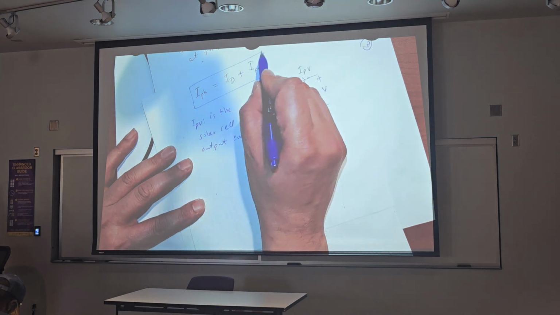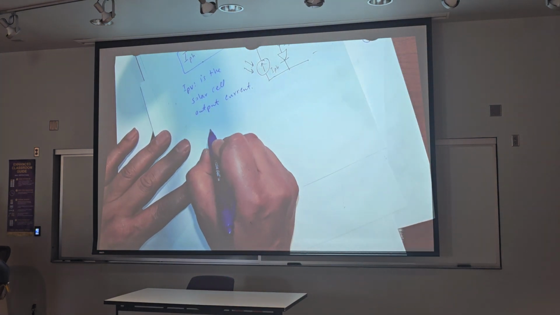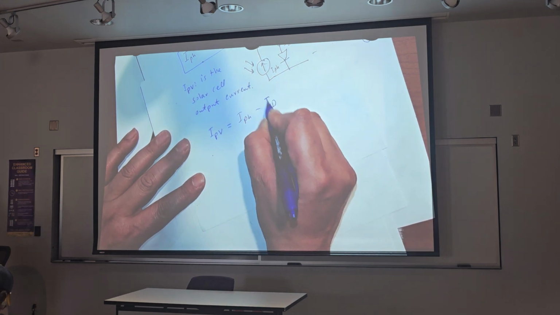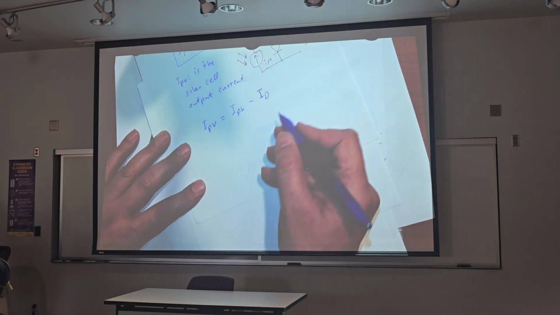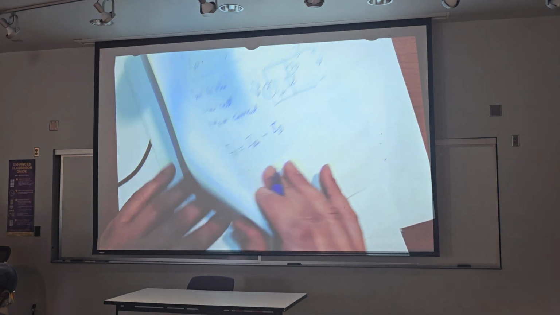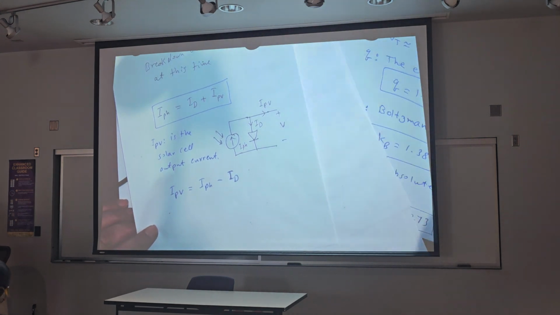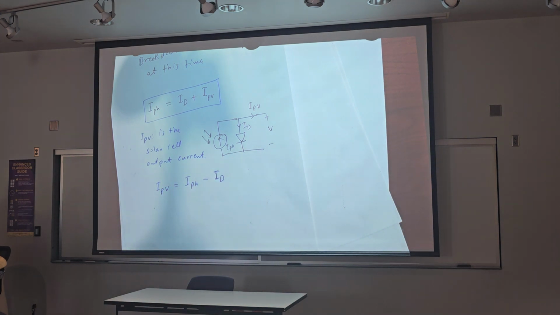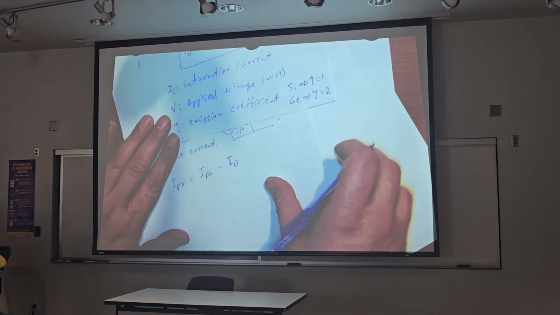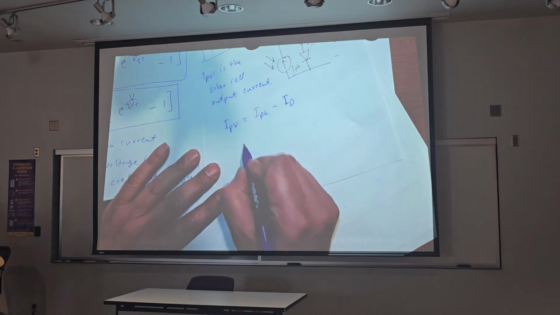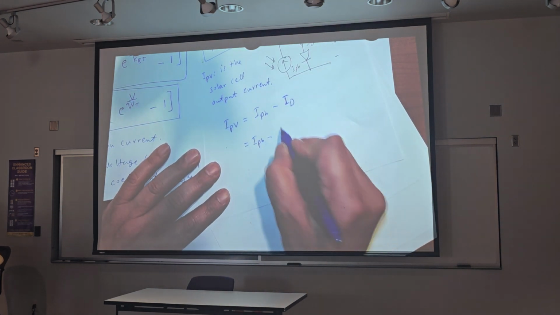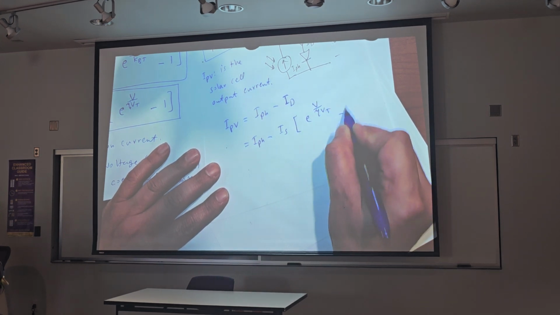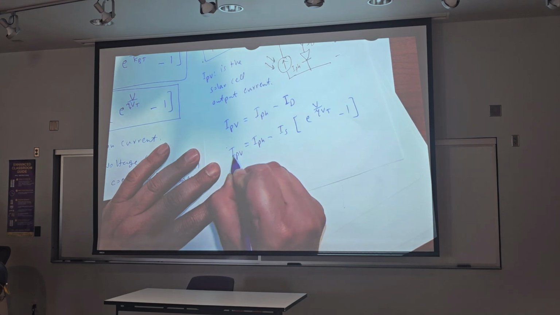this current again we can write as I_PV equals I_PH minus I_D. I_D is exponential. So I_PH minus I_S exponential of V over eta V_T minus 1 is I_PV.